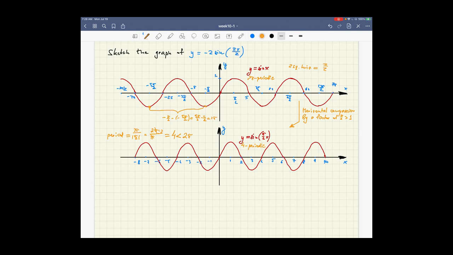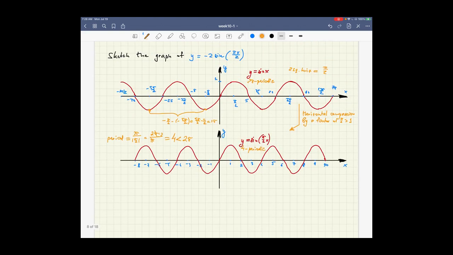than the original graph, than the original function. And again, don't mind the scale. Here we have the scale in which pi is 4 squares. Here in the second picture, we have a scale in which 2 is 3 squares.